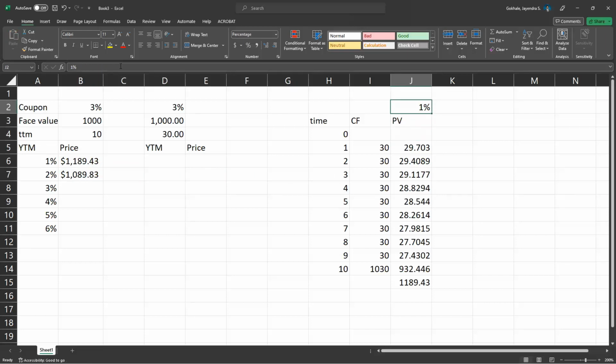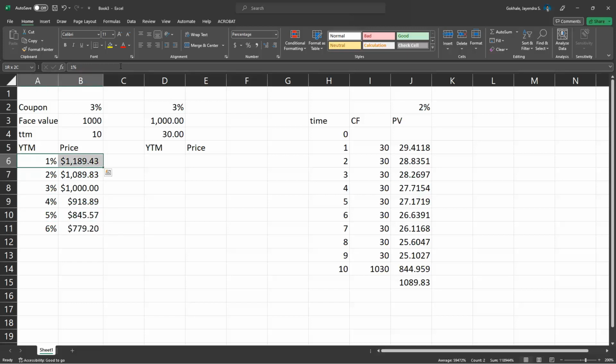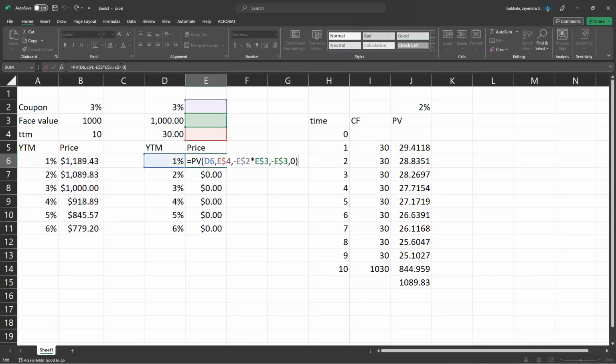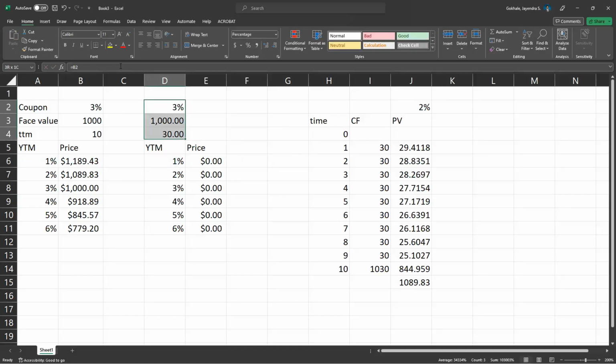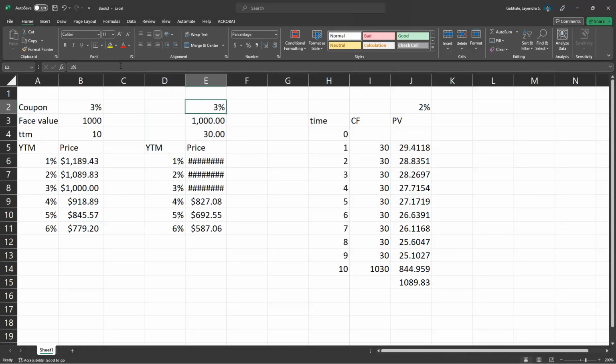Let's see that again. So 2%, 1089.83, and so on. It becomes 1,000, or par, when the coupon rate is equal to the YTM. Just do Control D. In fact, it's so beautiful that our formulae have been attached to the respective cells, but not properly. So we just moved by 1. Okay, so Control C, Alt E S V, Alt E S T. Enter, and let's see what we've got here now.